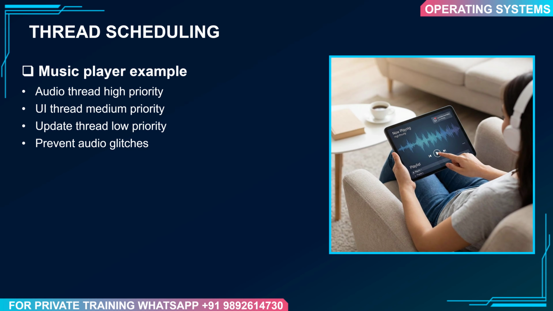Consider a music player. One thread reads audio data, another updates the playlist UI, another checks for updates in the background. The audio thread must have high priority. If it does not get CPU time on time, the sound will stutter. So the scheduler favors it. This does not mean low priority threads never run. It just means they run when higher priority threads are not urgently needed.